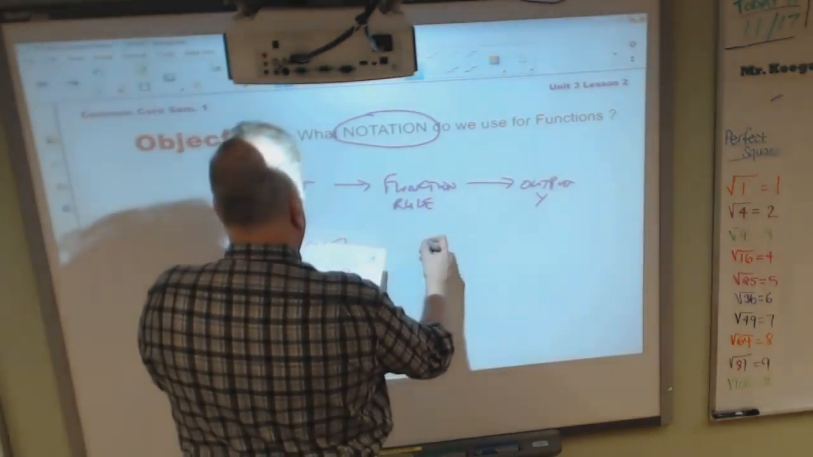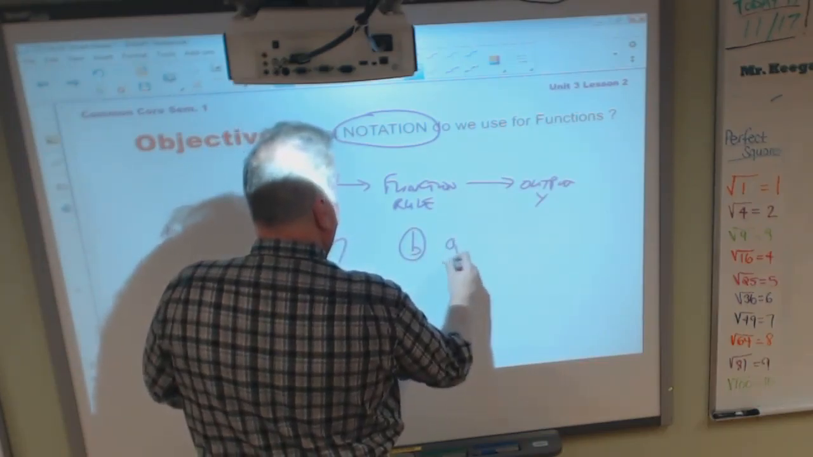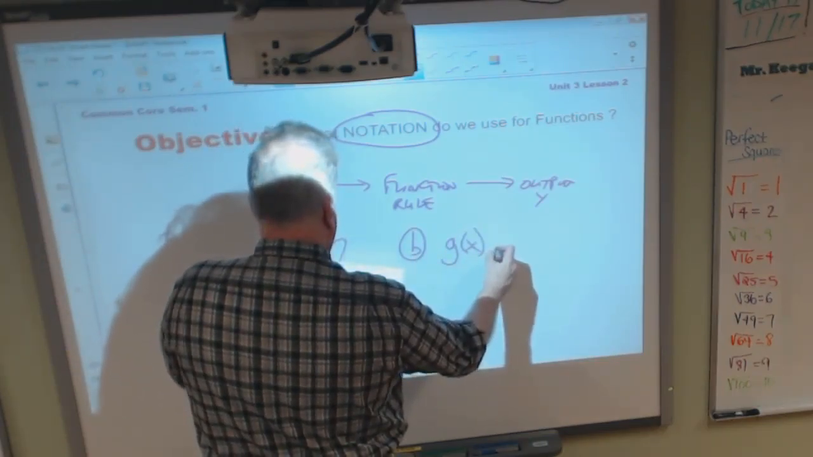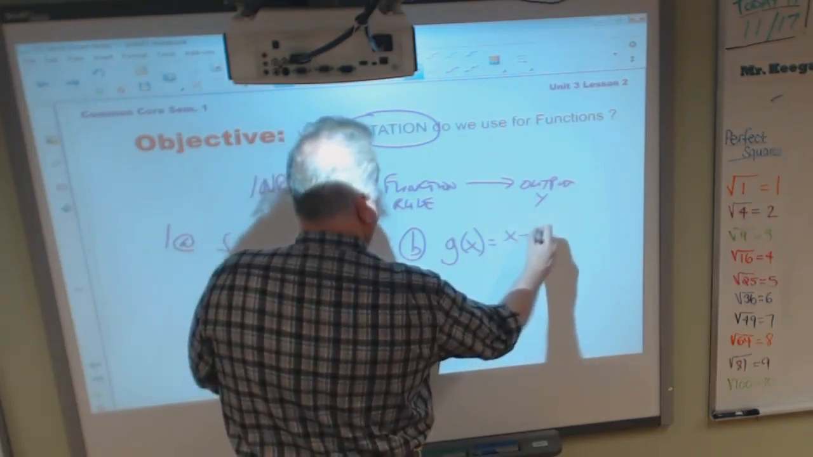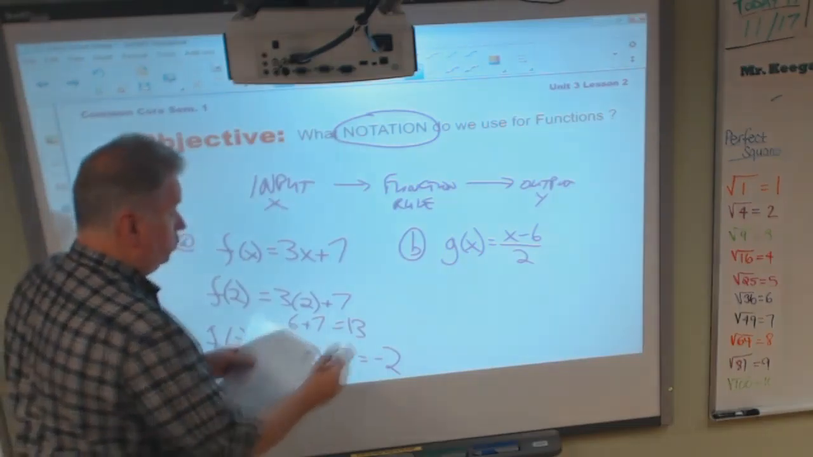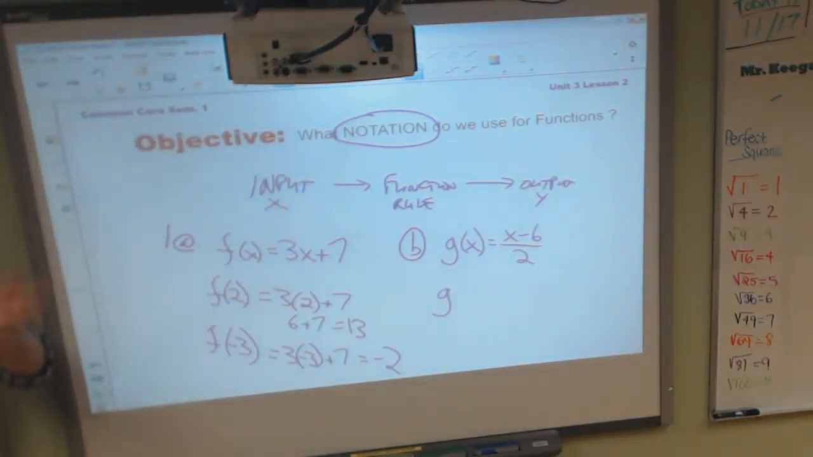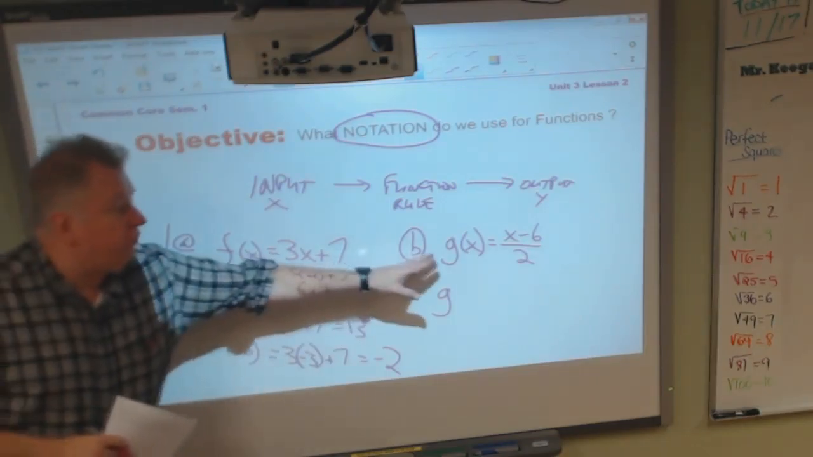So let's do 1b. In 1b, they say, all right, we have a new function called g of x. g of x is equal to x take away 6 divided by 2. So what the heck is g? It's just another function, right? Instead of using x, you could use y or z or f. This is just another letter, so it's a new function.